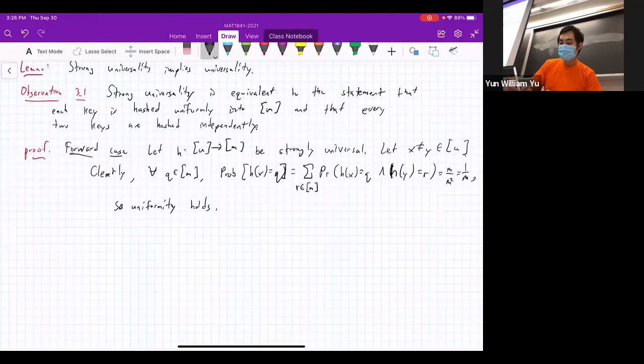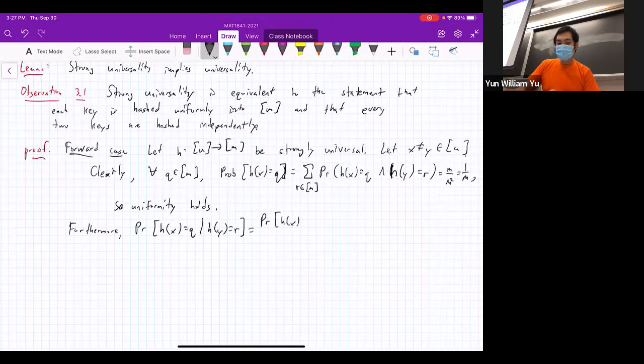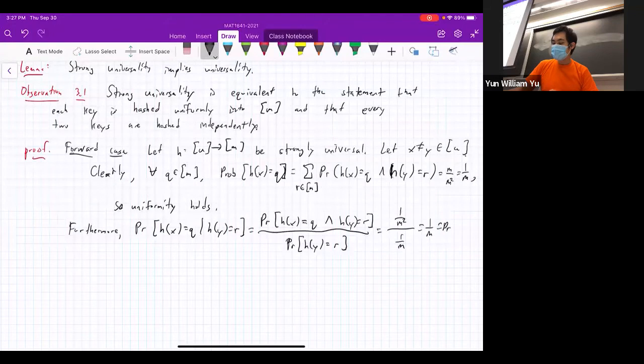The other thing is you need to prove independence, right? So how do you prove independence? Well, you just compute probabilities. So furthermore, the probability that h(x) is equal to q, given that h(y) is equal to r, is equal to the probability that h(x) is equal to q and h(y) is equal to r, divided by the probability that h(y) is equal to r. So that's equal to 1 over m squared divided by 1 over m, which is equal to 1 over m, which is just the probability that h(x) is equal to q. And so we get independence.